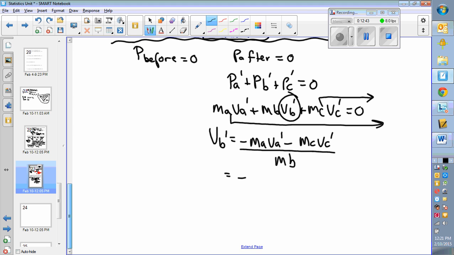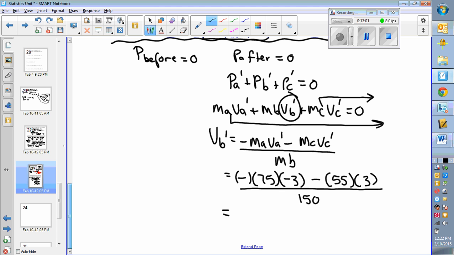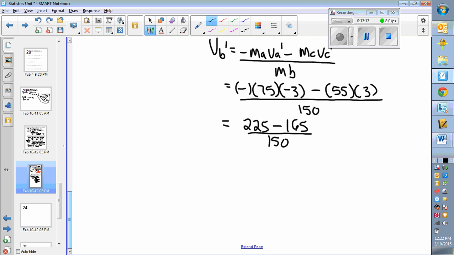So you have minus MA is 75, VA prime is -3. Then you subtract MC, Miss Fizz, and her speed of +3, divide by mass of raft. So you get 225 here, minus 165 there, over 150, which gives you 60 over 150. You know that's mental math. Gets you down to 4 out of 10, 2 out of 5, which is 0.4 meters per second.